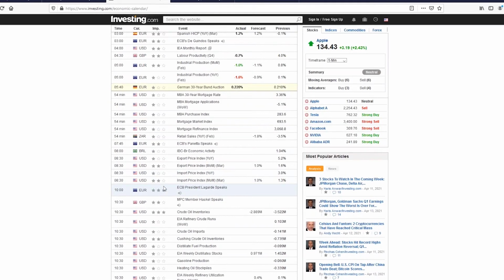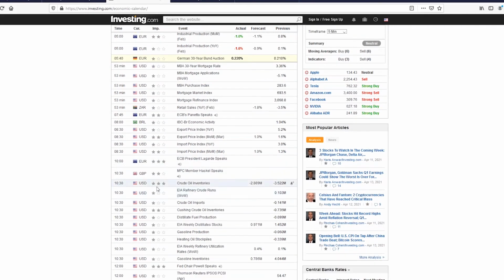We've got crude oil inventories. This is a big one. If you're trading on oil, that'll occur later today. If the inventories come in lower than expected, then that tends to drive oil prices up, because lower supply means, oh, it's being used up faster, price goes up, typically, in general.